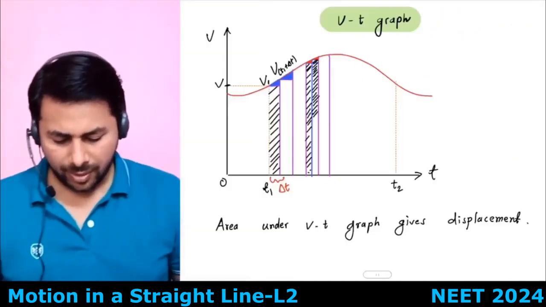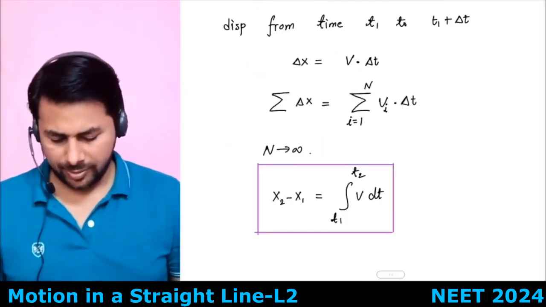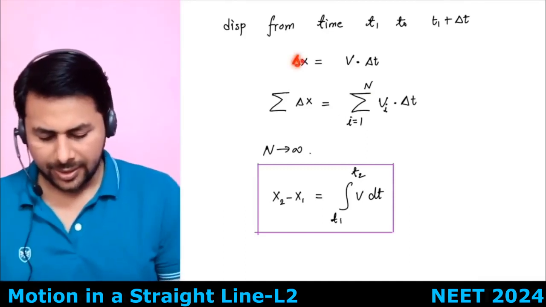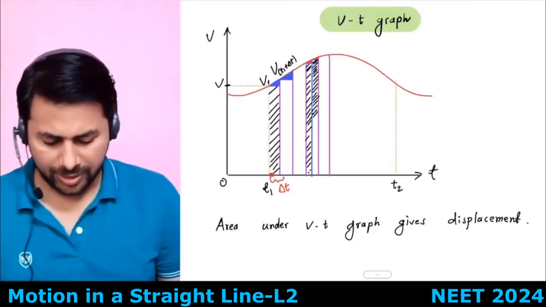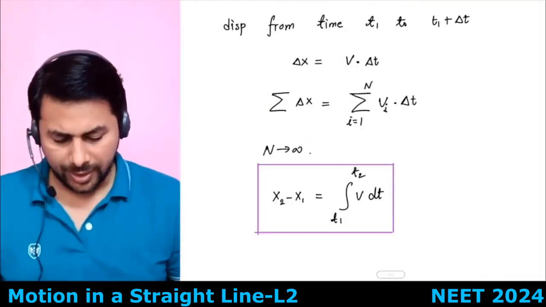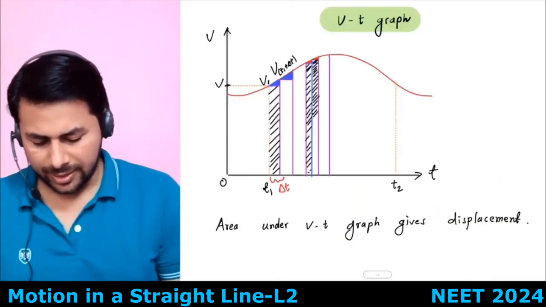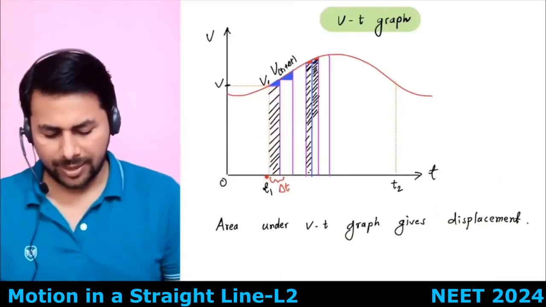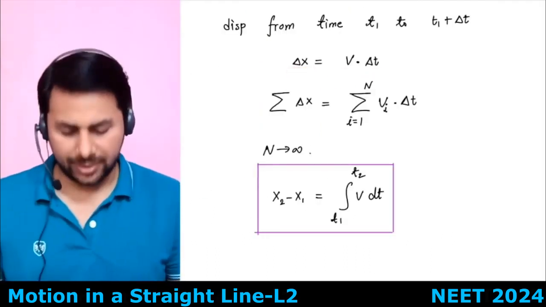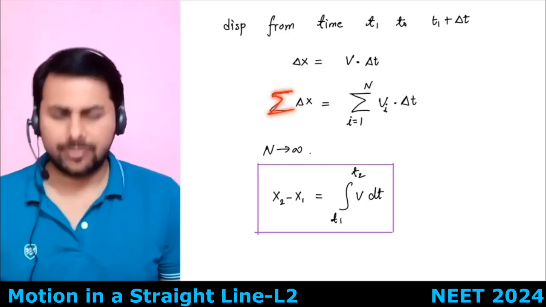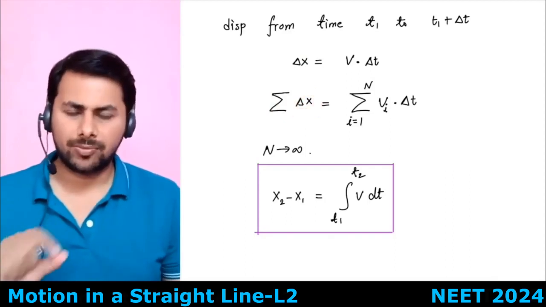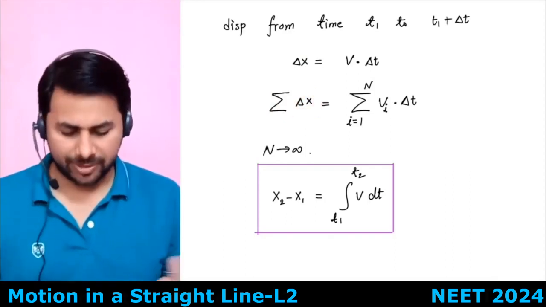So then how can I write this down? If I take the area under one such rectangle, I can write it as delta x. It will give me approximately the displacement from this time to this time. It can be written as v at the starting point, multiplied by this time interval delta t. So delta x is equal to v times delta t. Now if I sum up, this is the summation sign, all such small displacements, I will get the total displacement.